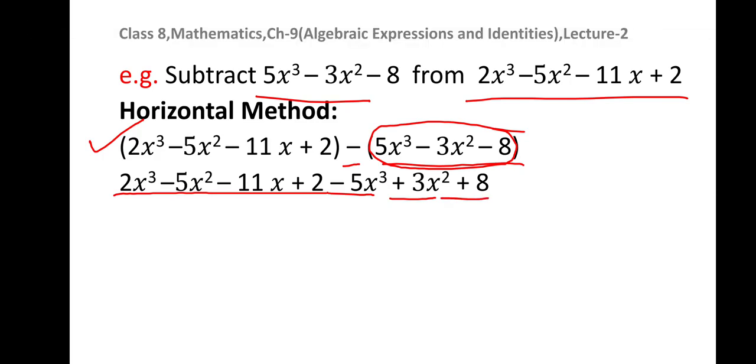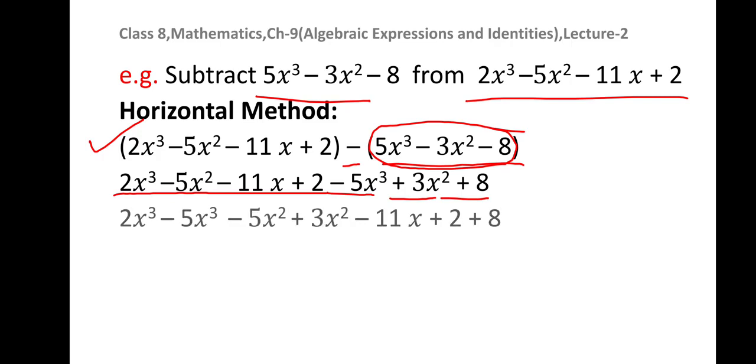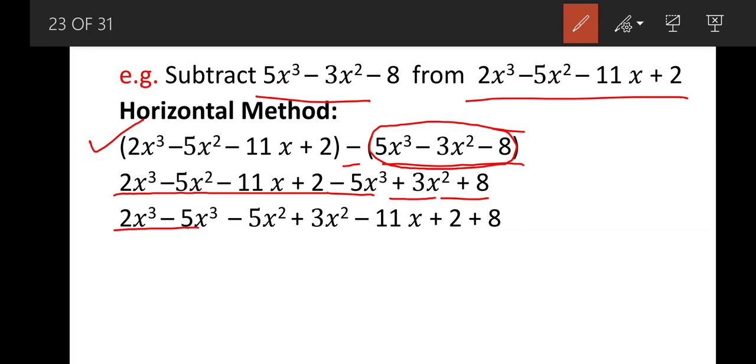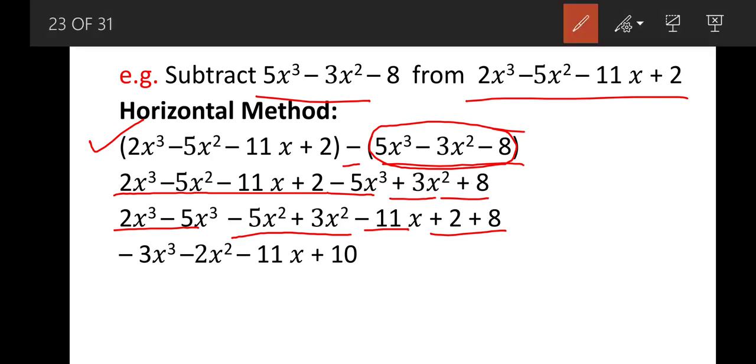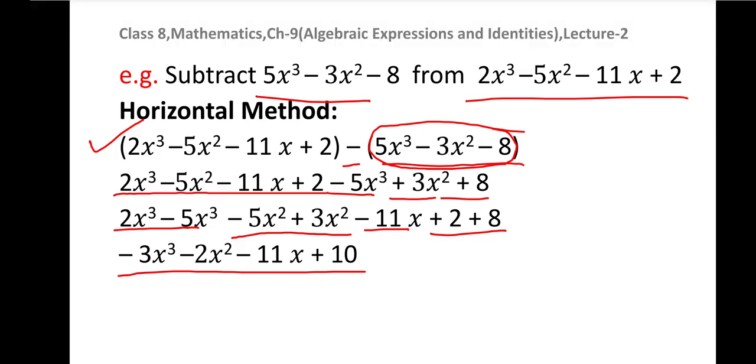Now again the same method, we need to add the like terms. So like terms will be written all together. What are the like terms? It is 2x cube minus x cube minus 5x square plus 3x square minus 11x plus 2 plus 8. And after solving, you will get this answer: minus 3x cube minus 2x square minus 11x plus 10. This will be the answer after subtracting the first expression from the second one, that is 2x cube minus 5x square minus 11x plus 2 minus 5x cube minus 3x square minus 8.